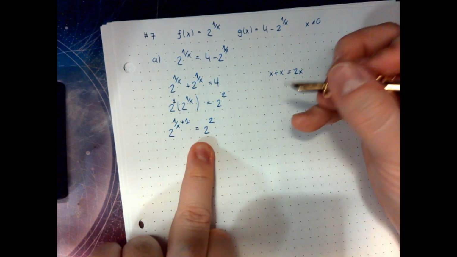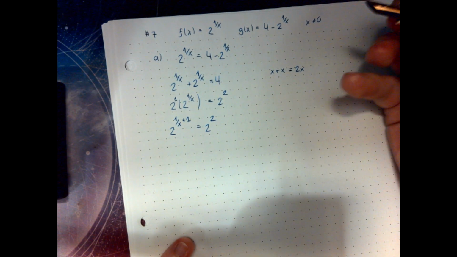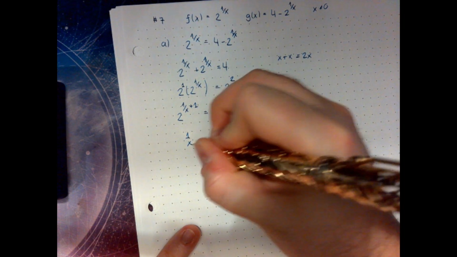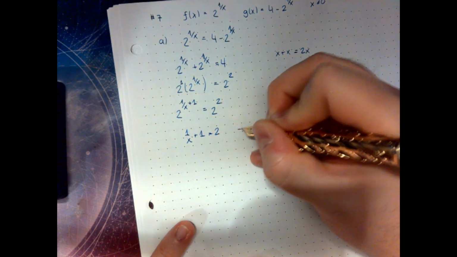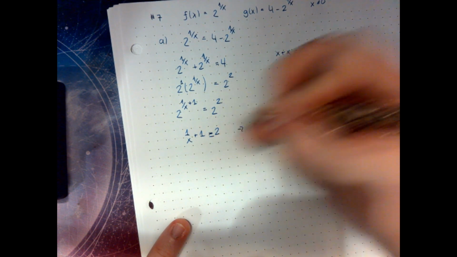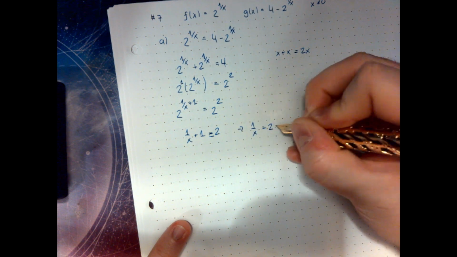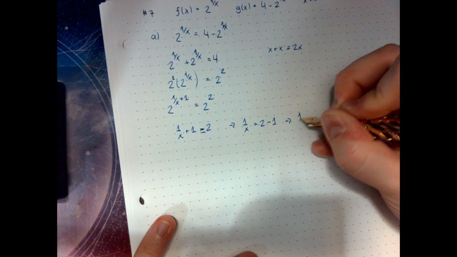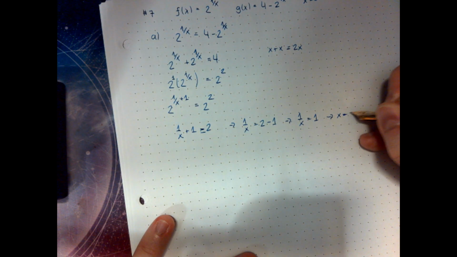And now because the bases are equivalent, I can equate the exponents. So it becomes 1 over x plus 1 is equal to 2. Moving the 1 over to the other side, this should be an equal sign. So it becomes 1 over x is equal to 2 minus 1. So 1 over x is equal to 1. Cross multiplying, I get x is equal to 1.